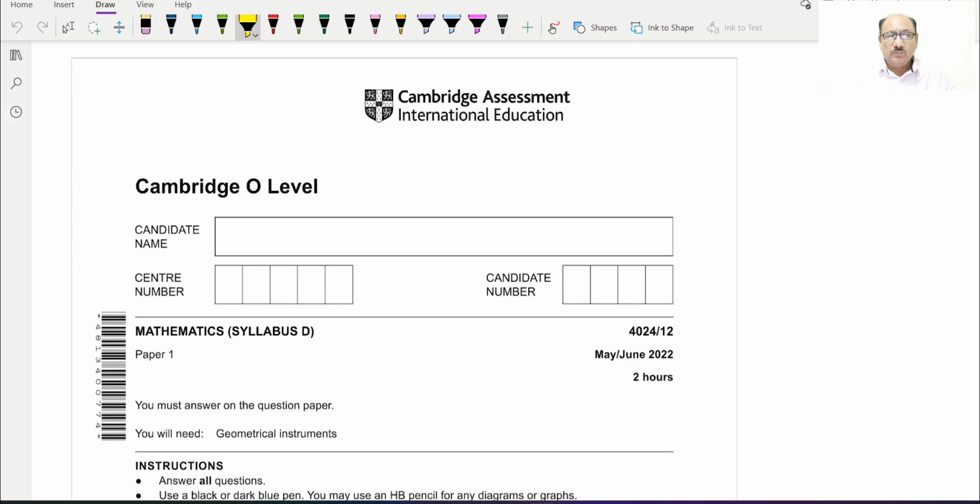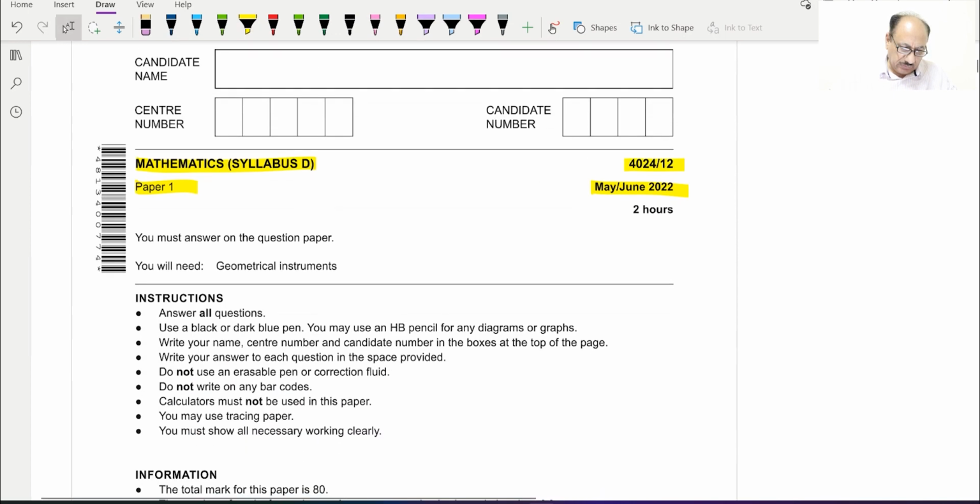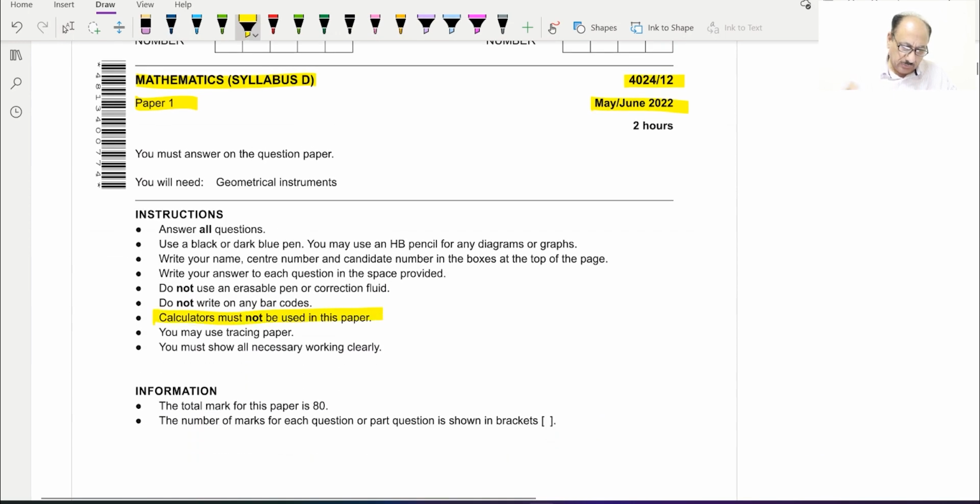Hello everyone, today we'll be going through Cambridge O-Level Mathematics Syllabus D Paper 1, 402412 May June 22. This is a non-calculator paper.